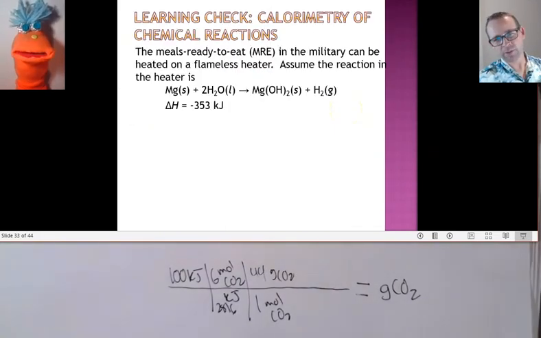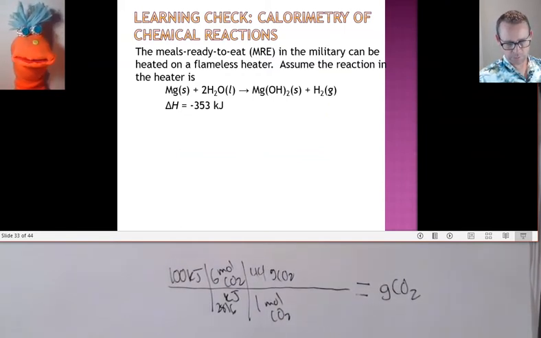Meals ready to eat. Have you ever heard of MREs, meals ready to eat? Yeah, I have. Do you like them? No, I don't. You don't like them. Why not? Because they taste gross. You must have eaten a lot of them. Yeah, I eat a lot.